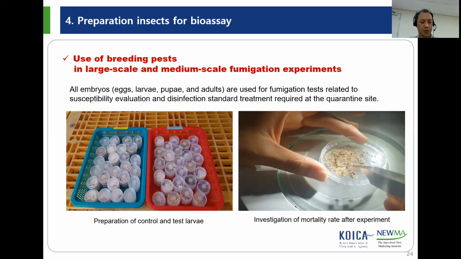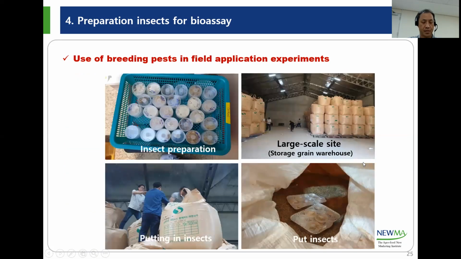These show larvae prepared for several repeat experiments, and the mortality is investigated after treatment. The pests are used in field application experiments as follows. First, prepare 30 breeding insects in each petri dish. Insects are placed in a large-scale field like the storage grain warehouse. It is ready to start the fumigation test when the petri dish containing insects stands like this.